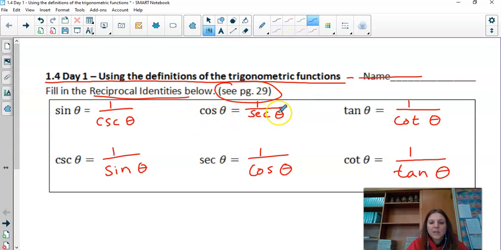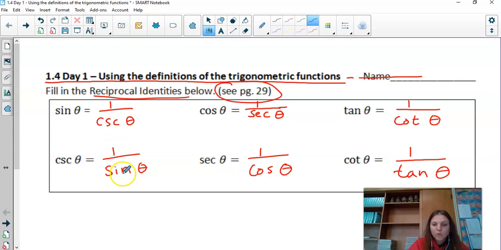1 over secant theta is equal to the cosine. Tangent is equal to 1 over cotangent. So these two match up, sine and cosecant. Cosine and secant match up. Tangent and cotangent match up. These other three are just the reciprocals of the first.